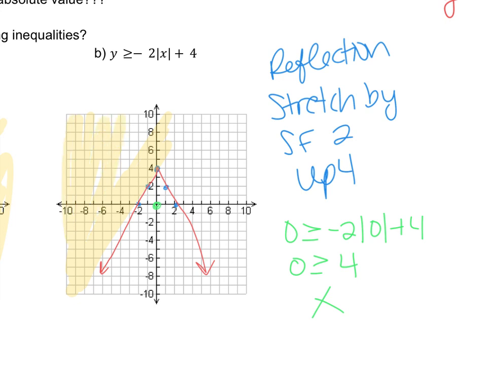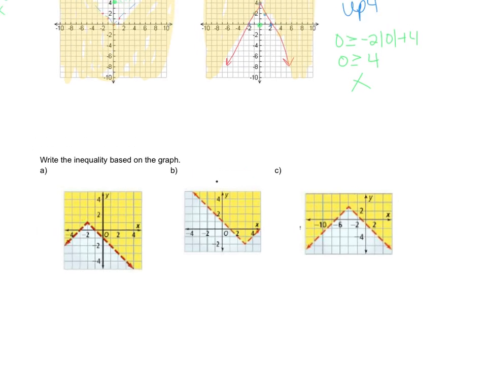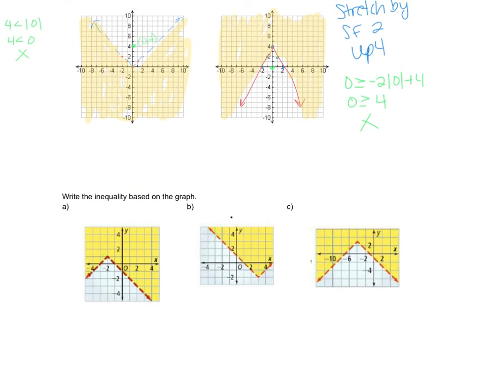Alrighty. Okay, so that is all I am gonna do for inequalities. I know there's a little bit down here, but we're just not gonna do that because it doesn't come up on the homework. I thought it did.